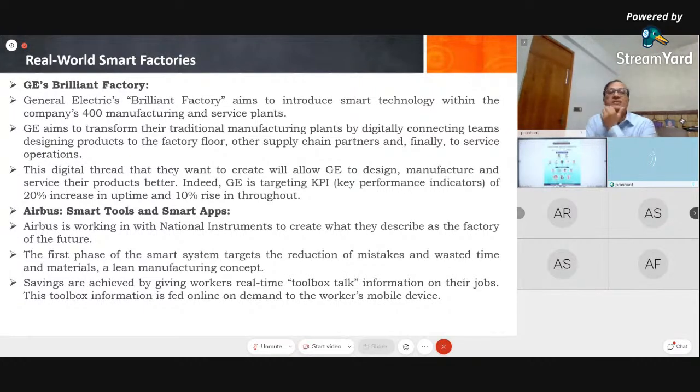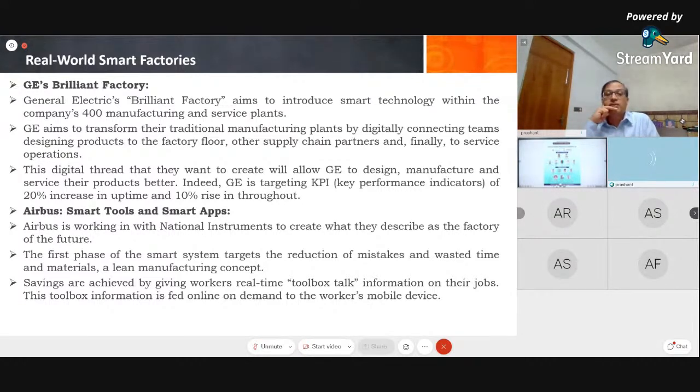So General Electric, if you have heard about it, is a big company, and they have more than 400 manufacturing service plants. Now they have come up with the concept of the brilliant factory. In fact, GE was the one who coined this word for this industrial Internet of Things workforce, and so they are still ahead when it comes to implementation of this 4.0.